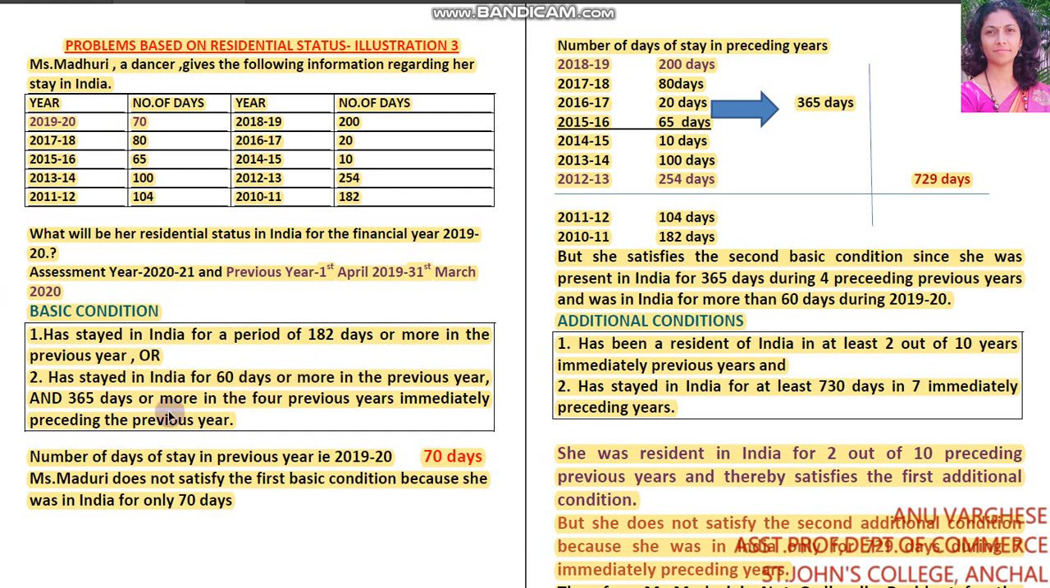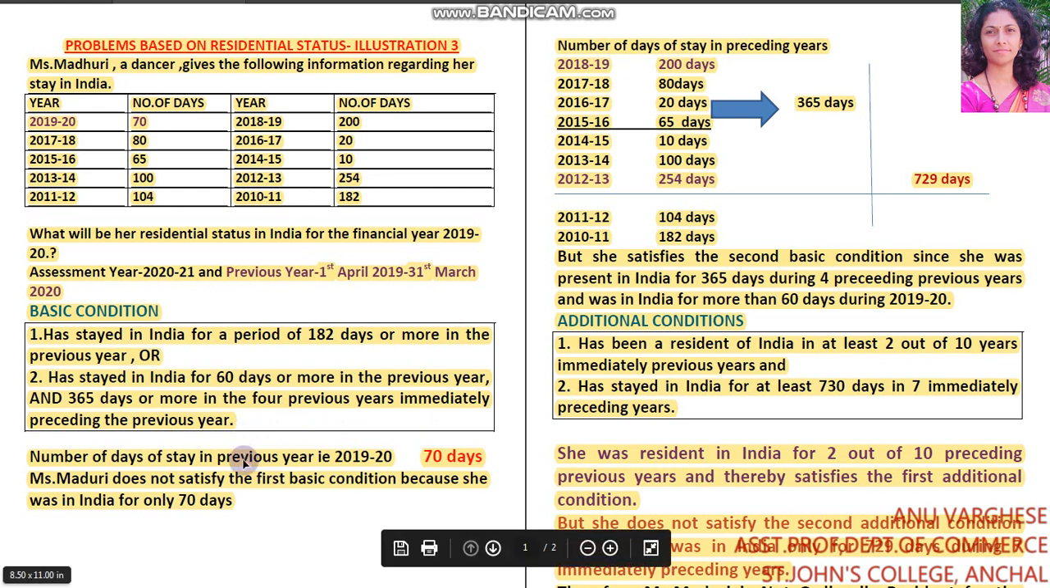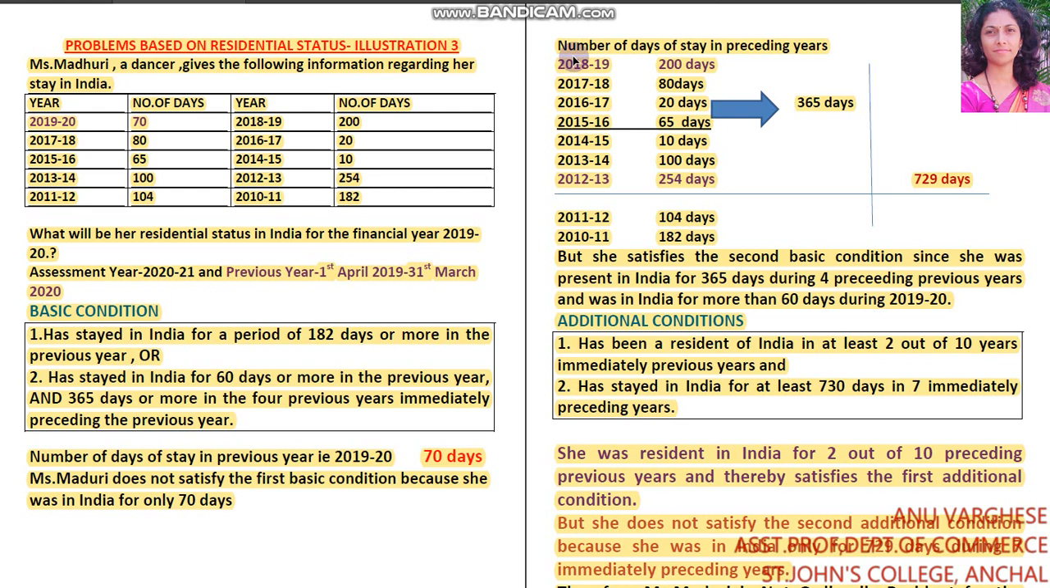Now we have to check whether she is satisfying second basic condition. Second basic condition is has stayed in India for 60 days or more in the previous year and 365 days or more in the 4 previous years immediately preceding the previous year. Now consider the 4 previous years preceding the previous year and corresponding number of days of stay. 4 previous years immediately preceding the previous year are 2018-19, 2017-18, 2016-17, 2015-16.